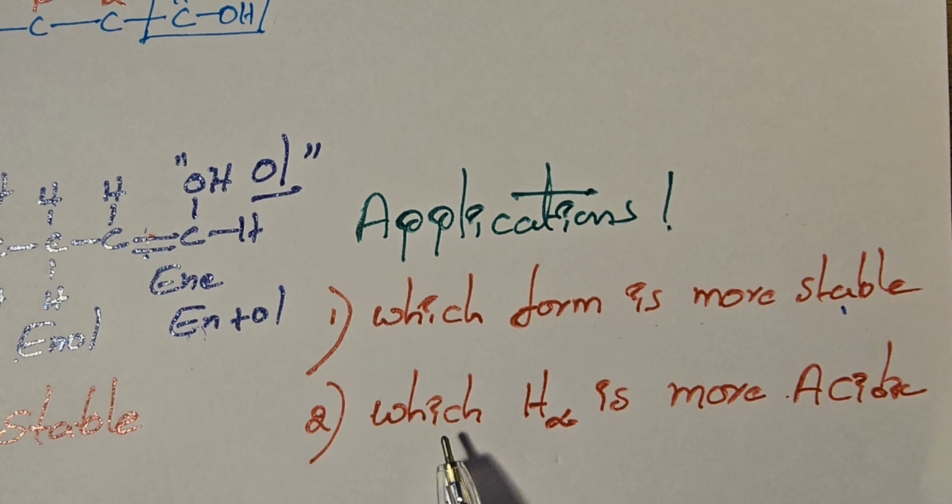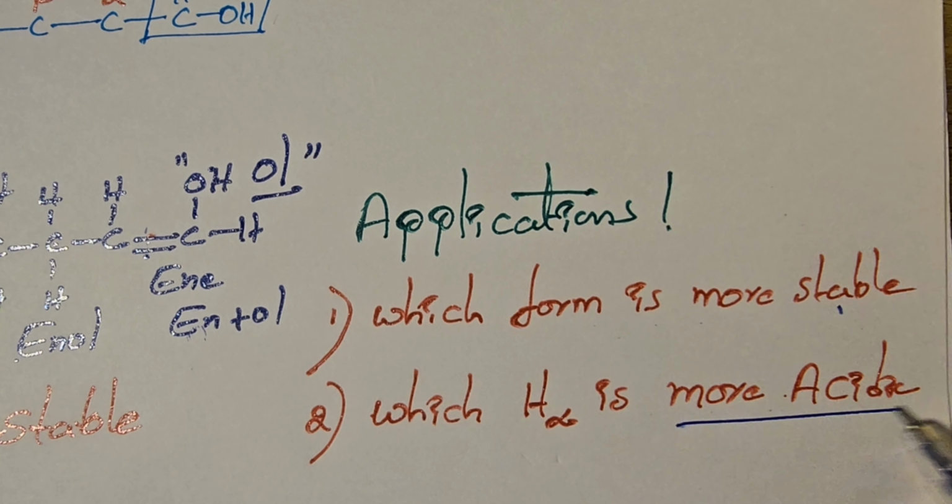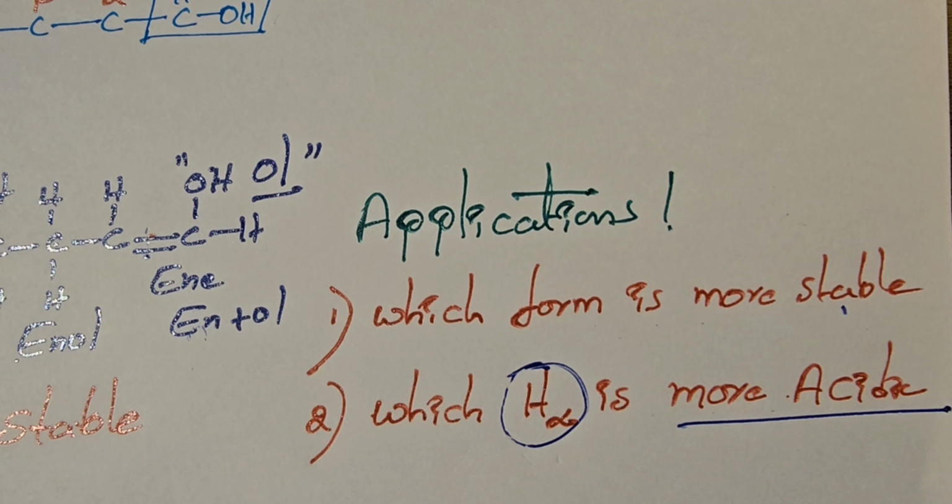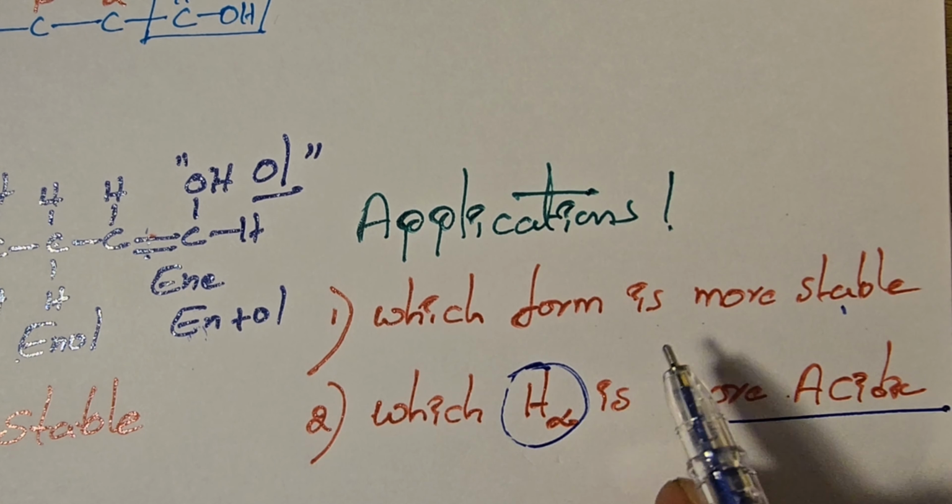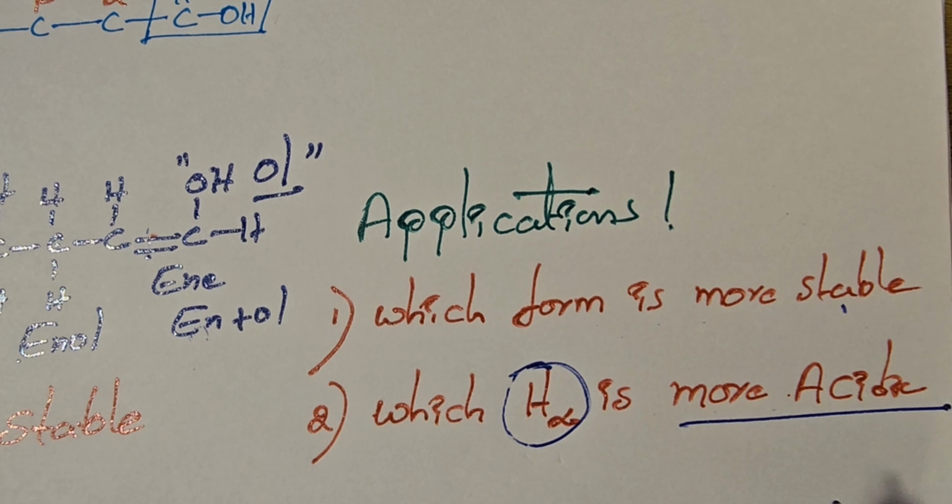Like that. And which alpha hydrogen is more acidic in nature? Different alpha hydrogens are present. Which alpha hydrogen is the more acidic in nature? Before going to these applications, first of all, we need to understand which structure is showing the tautomerism, which is not showing the tautomerism. That application we are doing now.